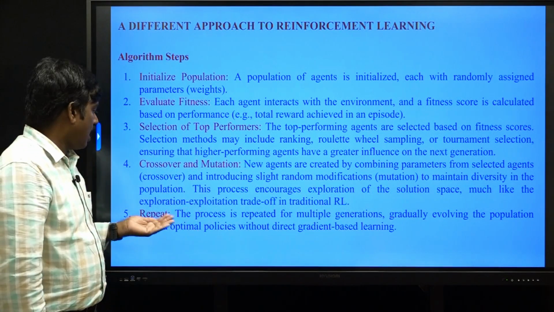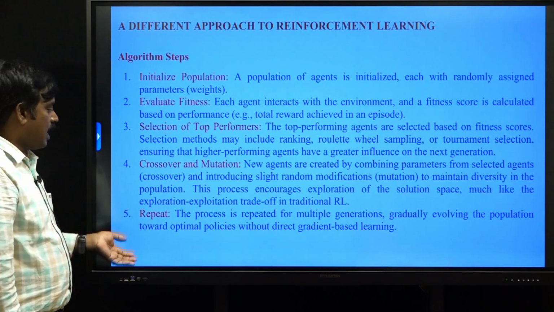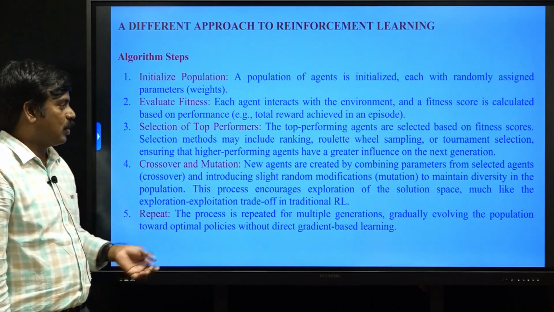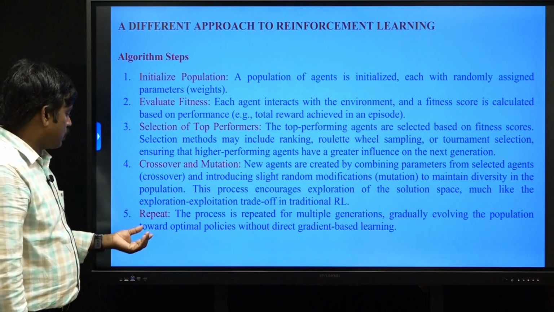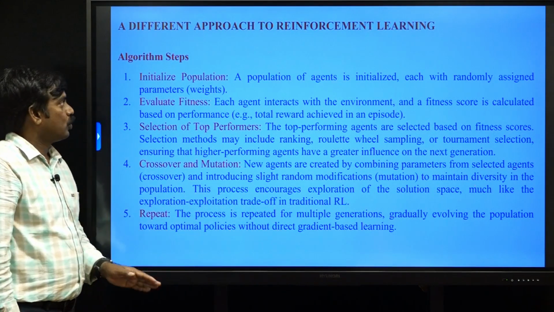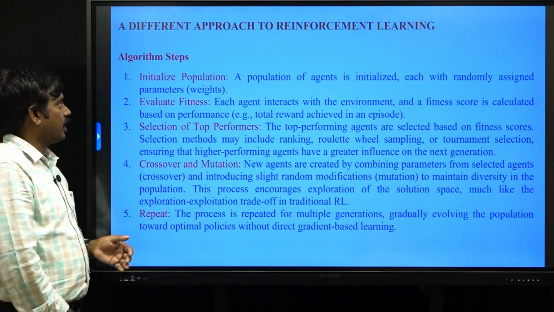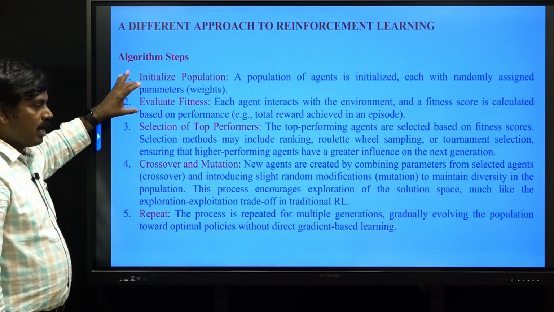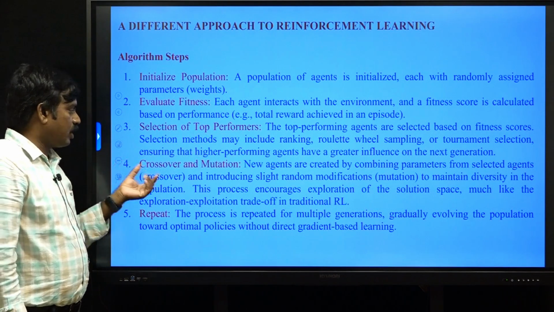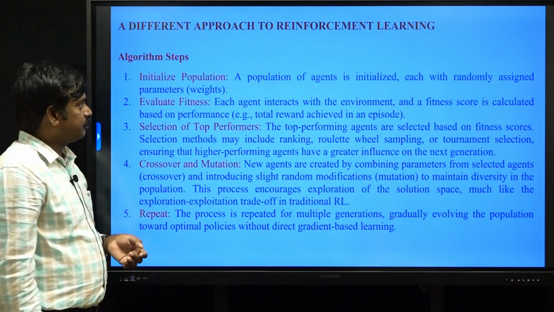It is like the exploitation and exploration process in traditional reinforcement learning, and this process is repeated for multiple generations, gradually evolving the population toward optimal policies without gradient-based learning. So these are the steps we apply in evolutionary algorithms. First, initialize the population. Next, evaluate the fitness score, select the top performers, apply crossover or mutation, and repeat these steps.